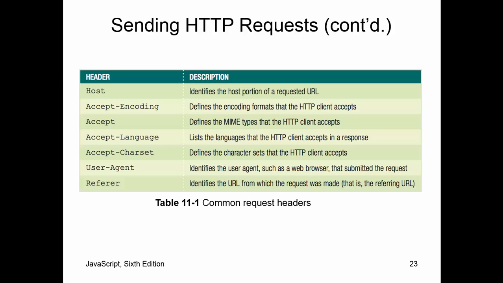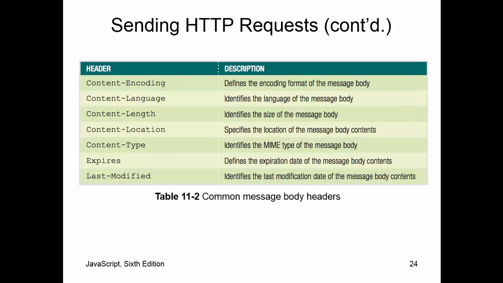All right. So, Table 11.1, which is shown on the screen here, and also in your book on page 758, shows some common request headers. I don't want to read to you, so I'll just leave them up there for a second. And some common body headers are shown on the top of page 760 and also right here in your book.